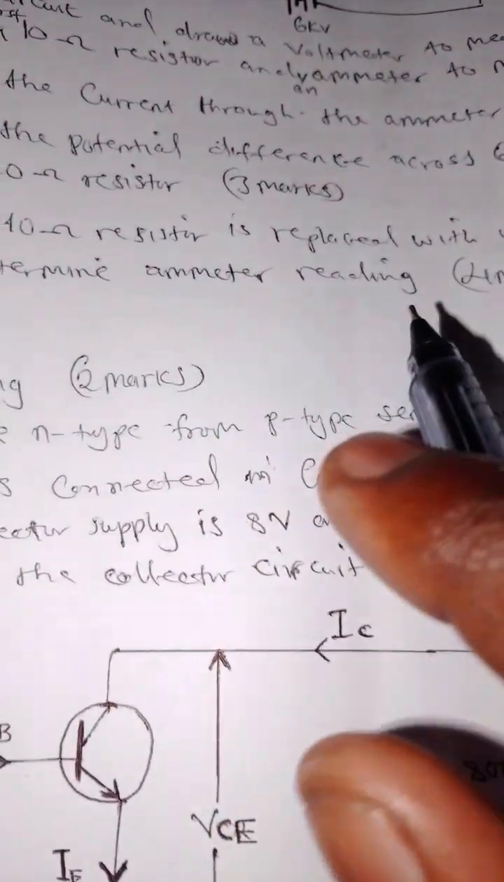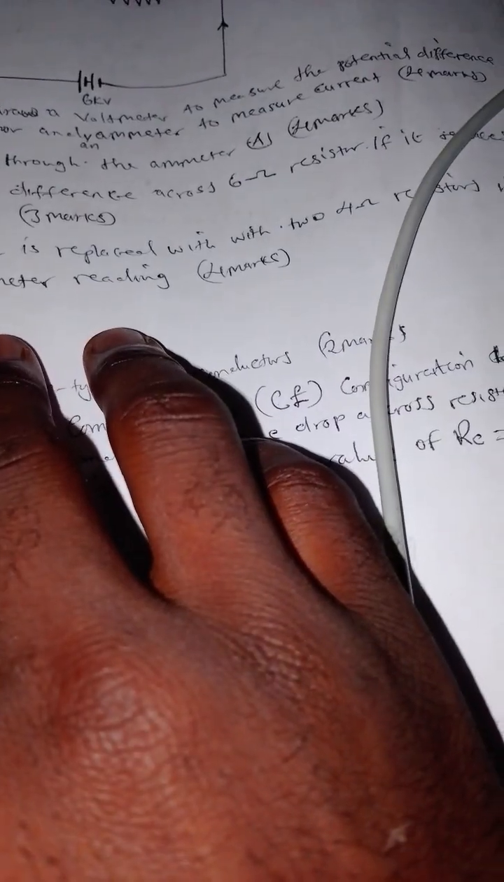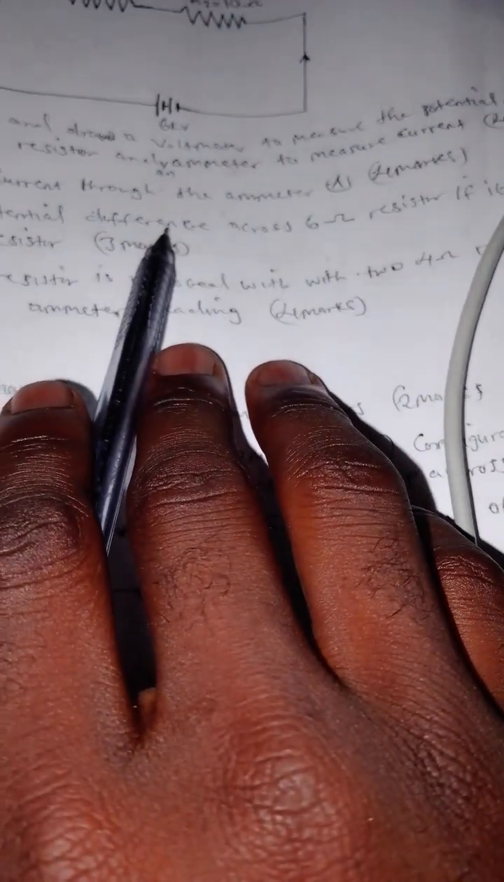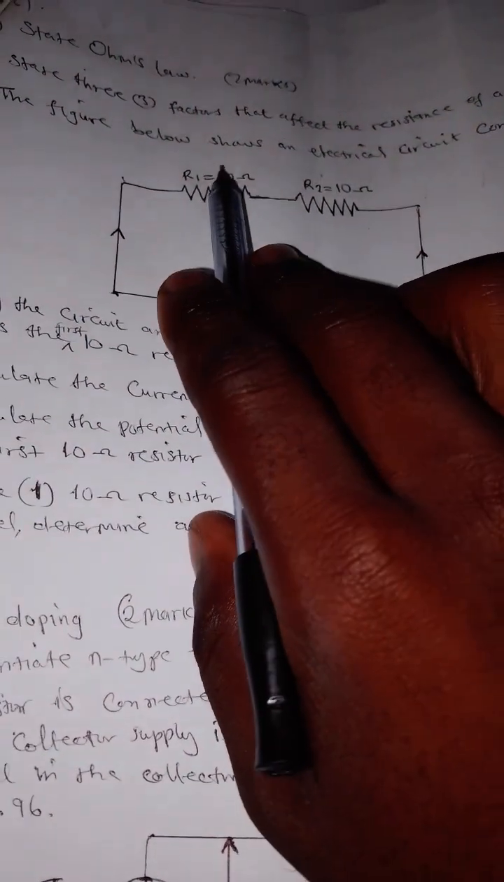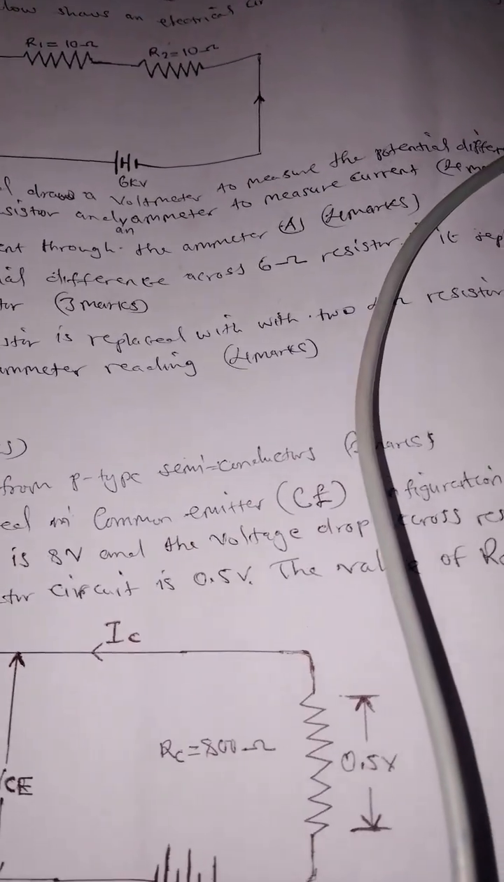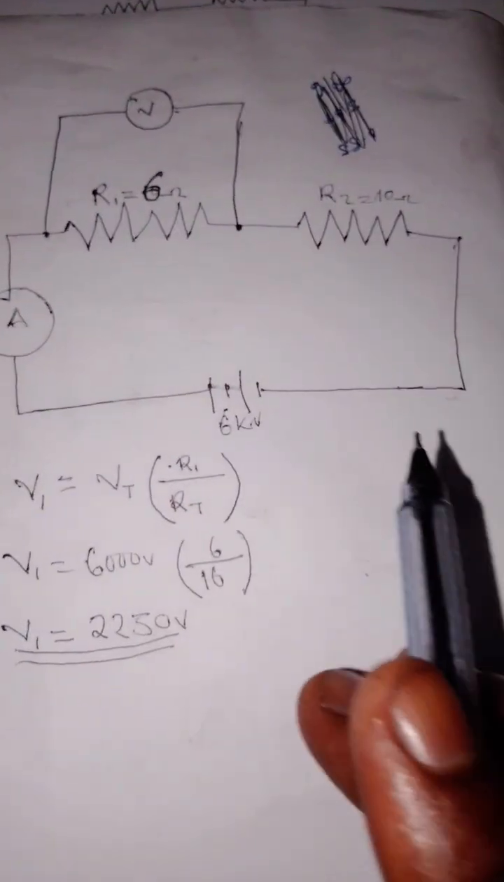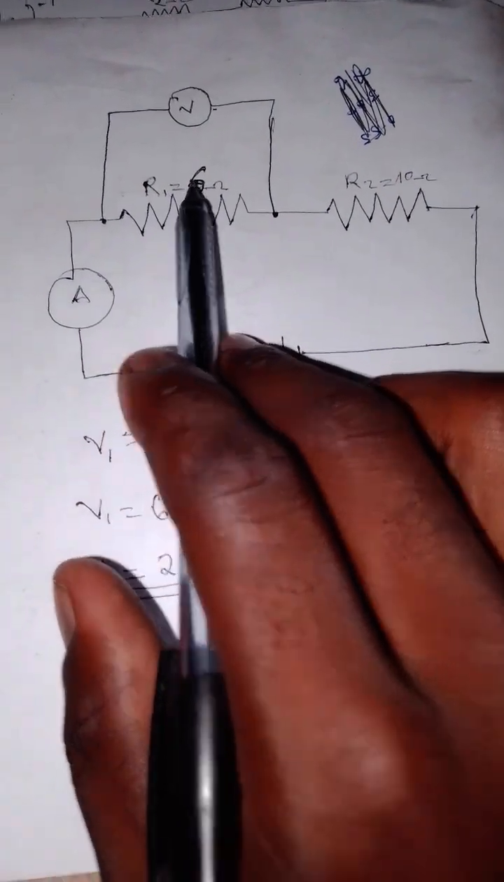So that's how you solve it. The other question is what? Calculate the potential difference across a 6 ohms resistor if it replaces the 10 ohm resistor. Potential difference is voltage, don't get confused. Potential difference across 6 ohms. So if we remove this 10, we put 6. How are we going to get it? It is going to look like this. We have removed that 10, we have put 6.